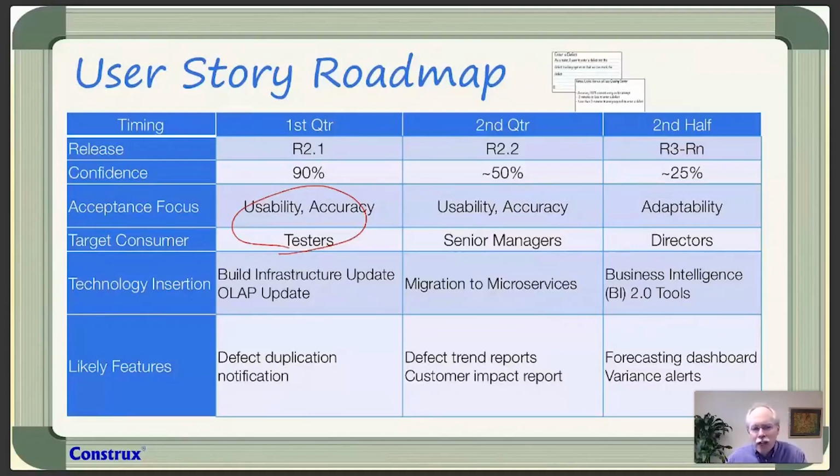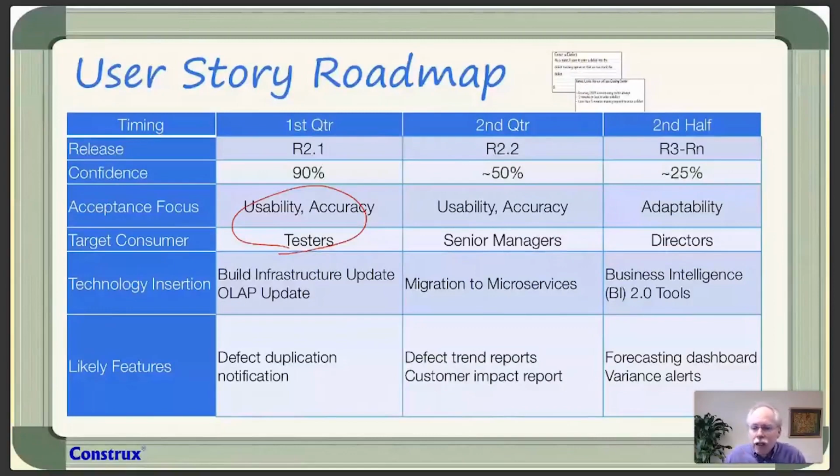And finally, at the bottom of my list, I see the likely features. And I say likely because we're willing to switch those up at a moment's notice in order to deliver on that acceptance criteria. If we come up with a better idea to make it more acceptable, or in this case, more usable or more accurate, we're going to do that instead.